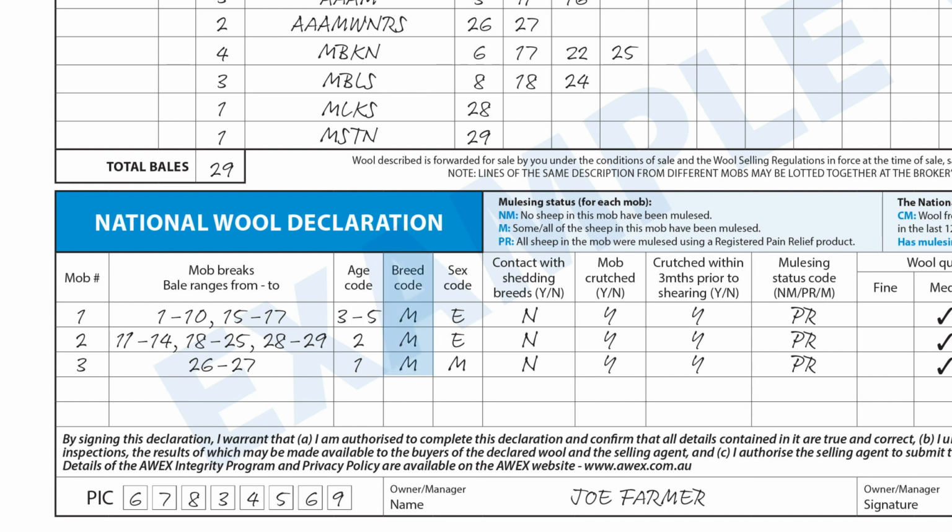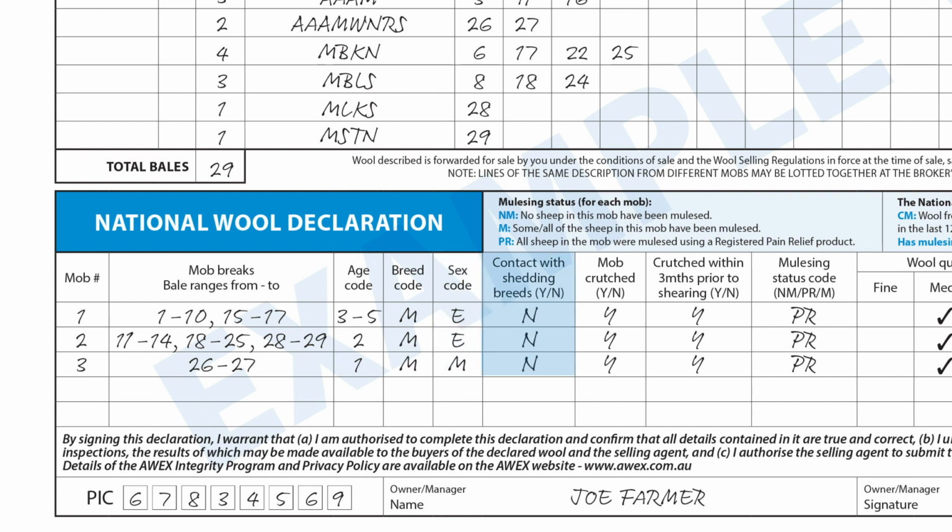It's either M for Merino, XB for crossbred. We can rattle them off. So it's the breed code as per the code of practice. Sex is either ewe, wether, ram, or mixed. We can put mixed in for sex.